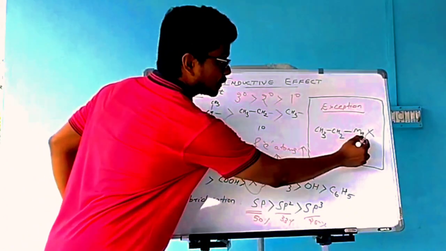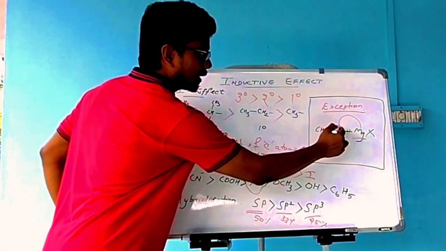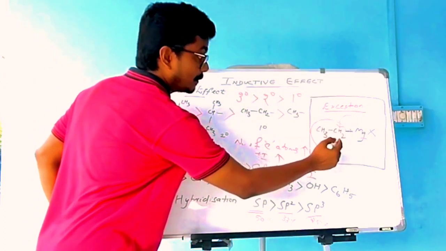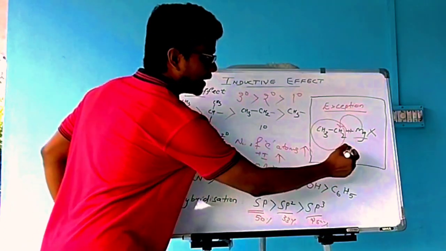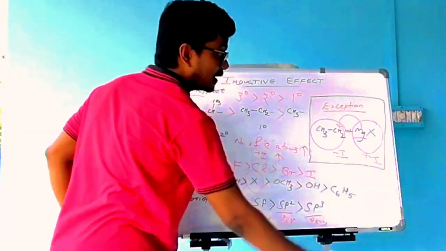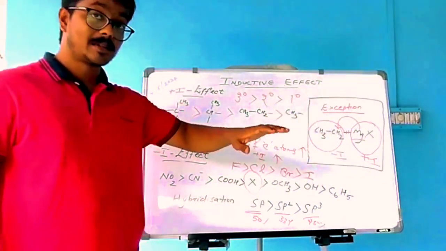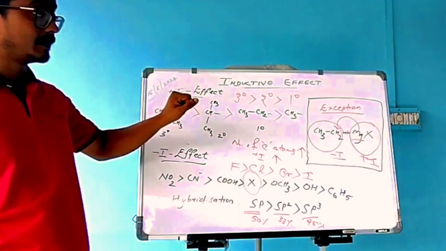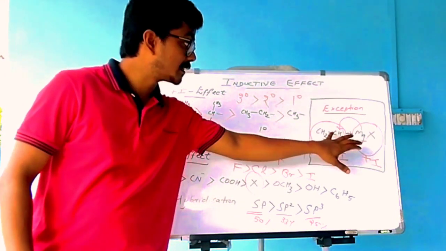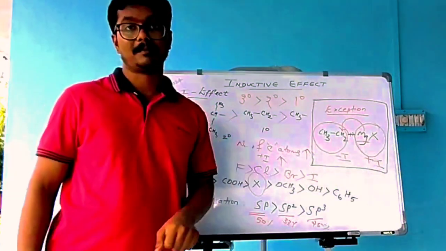But when a metal is present along with the halogen, in the shared pair of electrons, the metal will donate the electrons to the alkyl group. As a result, the alkyl group will become minus I, and the metal group will behave like a plus I. You should remember this exception because, as we already discussed, alkyl groups show plus I effect, but in this particular case, when a metal is present with the halogen, the alkyl group will behave like minus I, and the halogen group will become plus I.